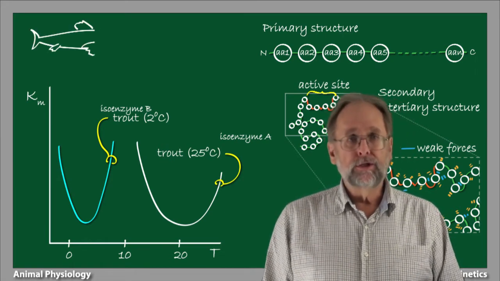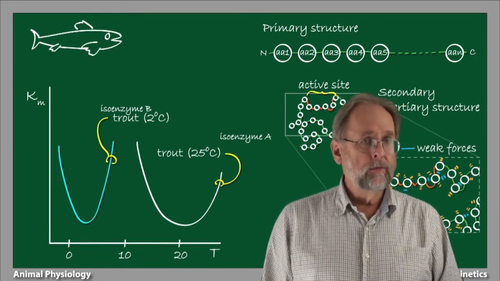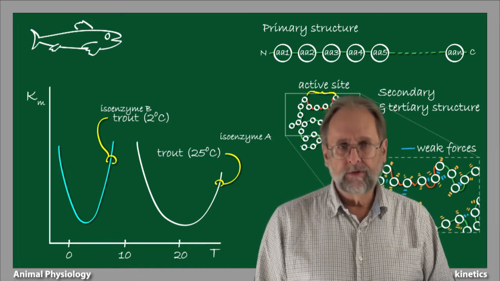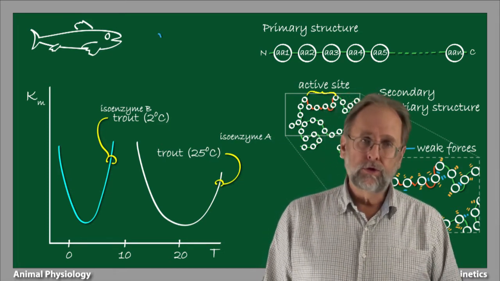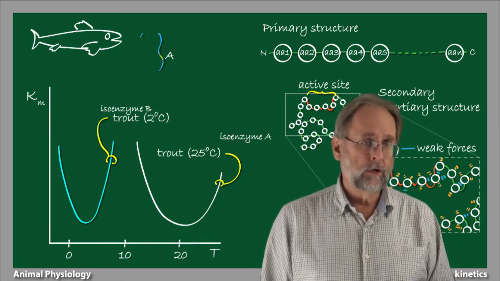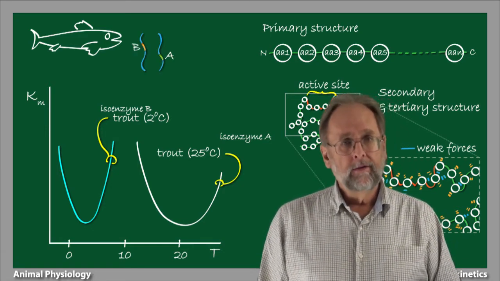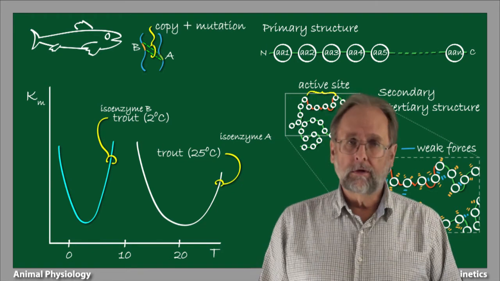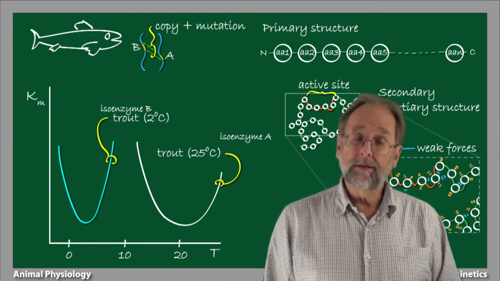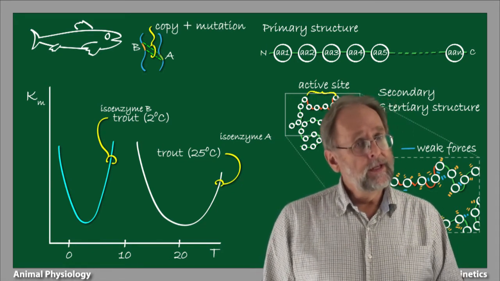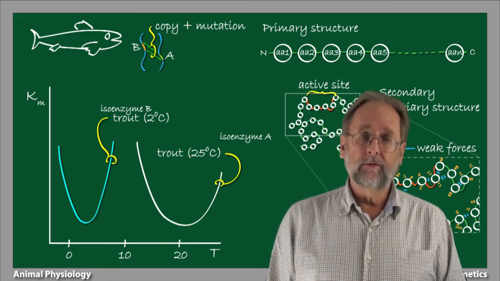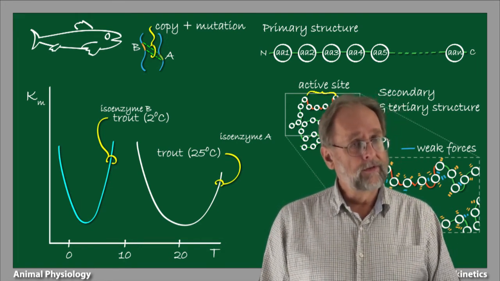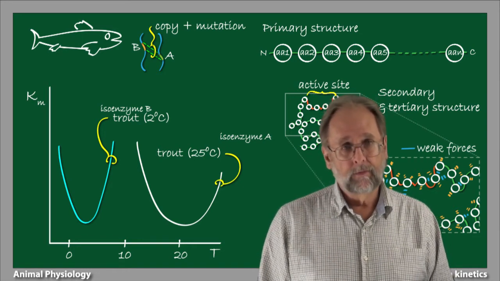In our trout, these two isoenzymes are coded with different genes. Just for the sake of illustration, let's say that these correspond to two stretches of DNA on different chromosomes. If one gene was copied to another chromosome, or even to another place in the same chromosome, these two variants can mutate and be selected independently of one another. That's the origin of the different isoenzymes.